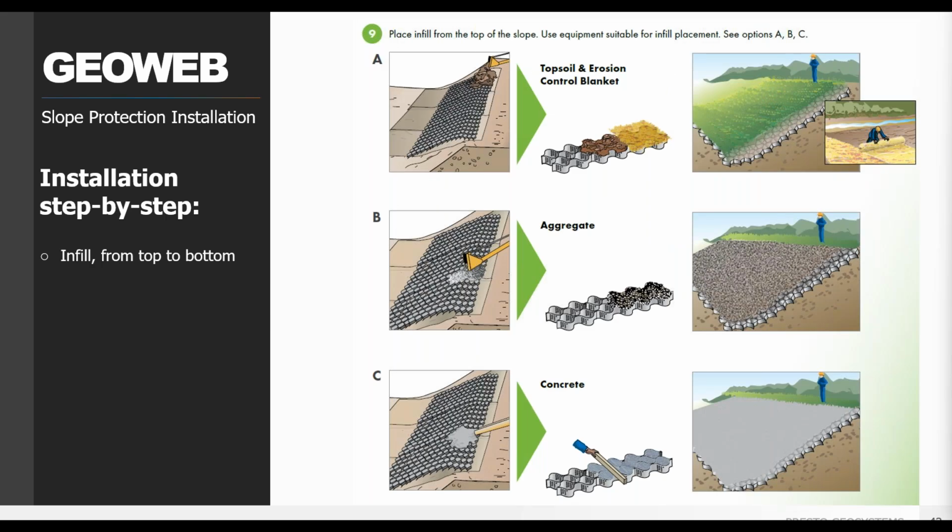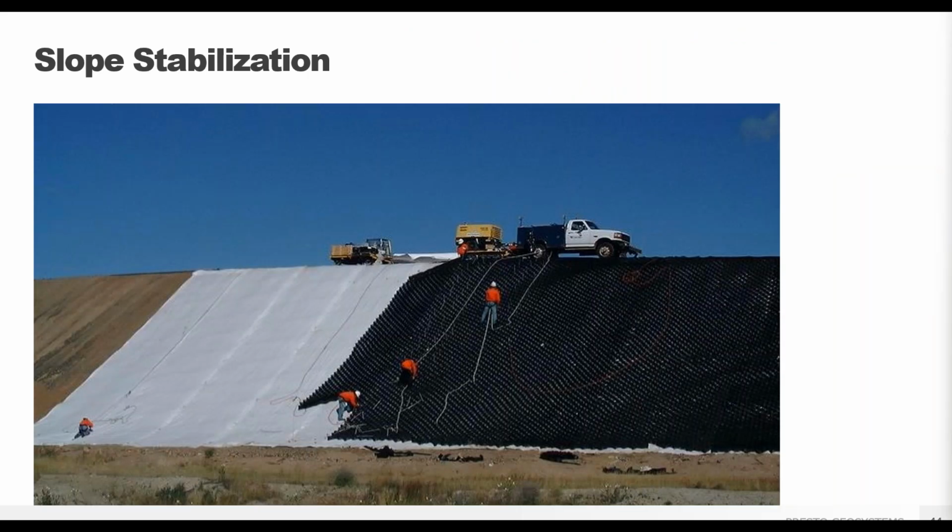Once the system is properly anchored, infill, again from top of slope down. And here's an example of a railway slope in Montana with the use of ATRA anchor stakes. Aggregate infill was chosen for both sides of the embankment for erosion control, plus a low maintenance slope cover.